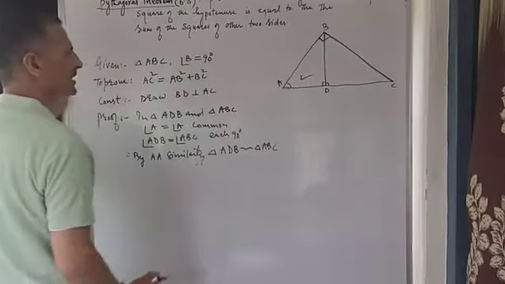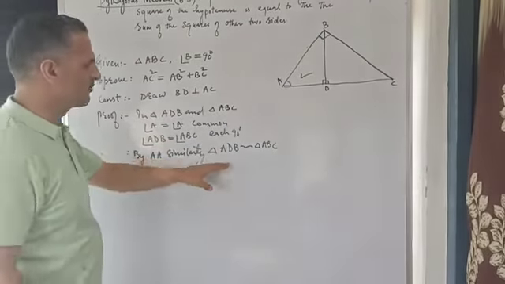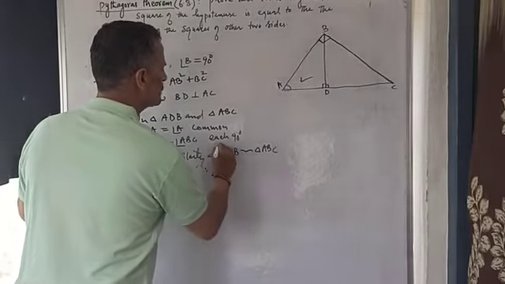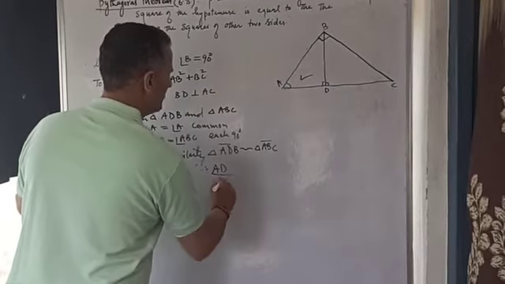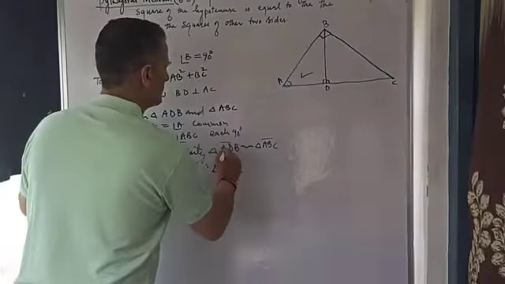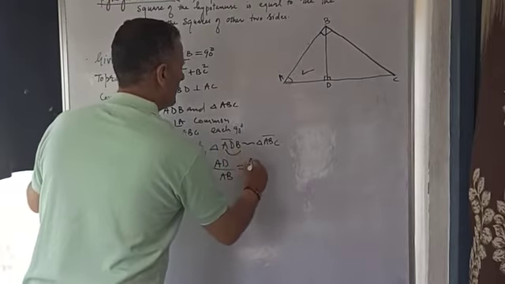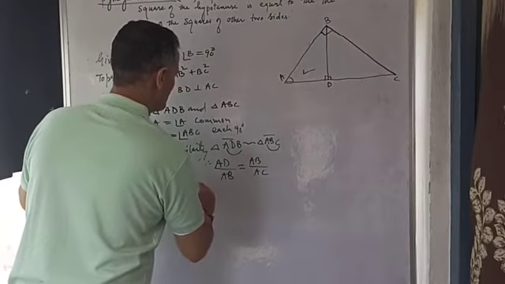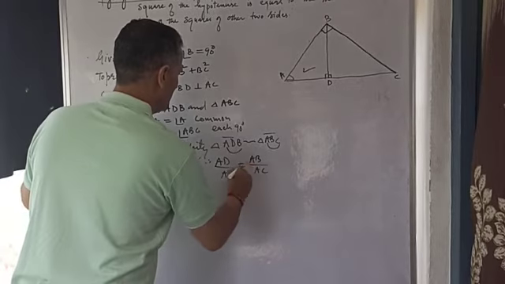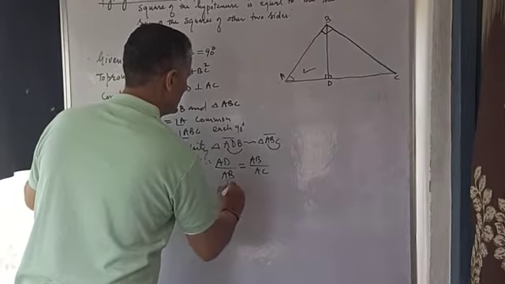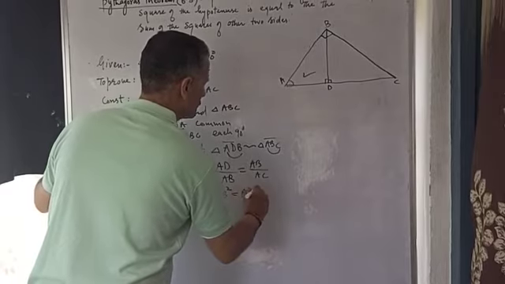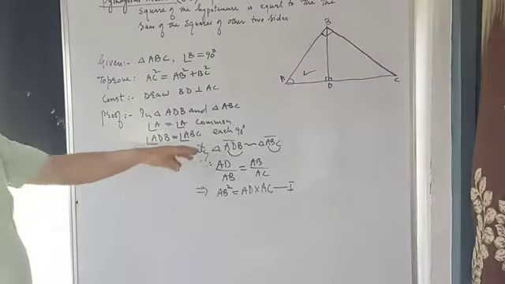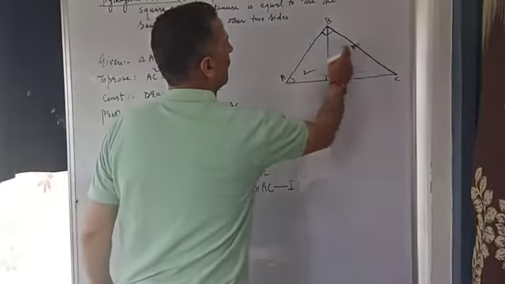If these two triangles are similar by AA similarity, therefore sides are proportional. I will write AD by AB equal to AB by AC. By cross multiplication, what will you get? AB into AB is AB square equal to AD into AC. So consider this as equation number one. This is the first equation. Now we will prove this triangle and the whole triangle are similar.